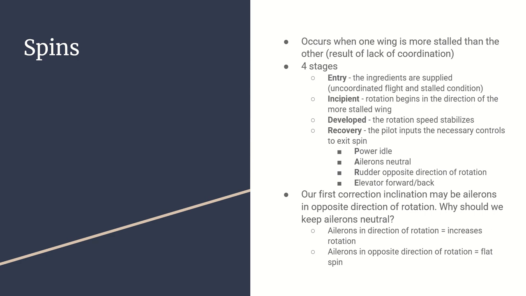So there are four stages to the spin. Okay, the first is the entry, and this is where we're just supplying that aircraft with all the ingredients it needs to spin.